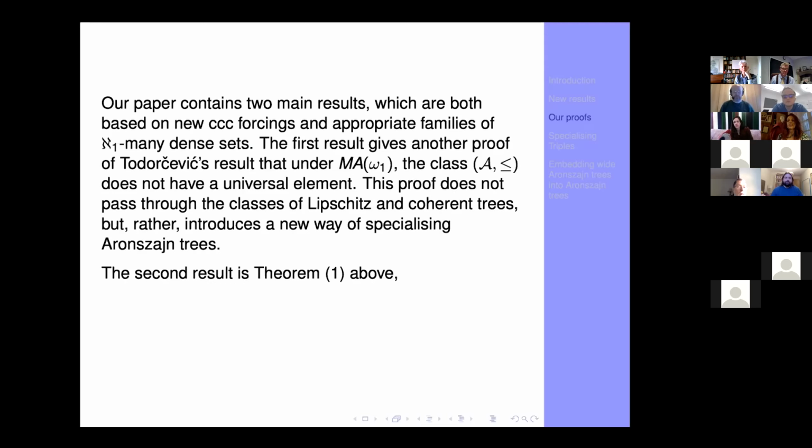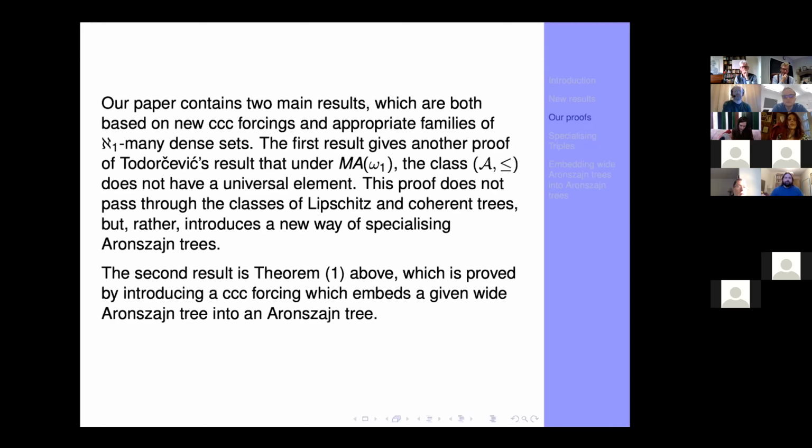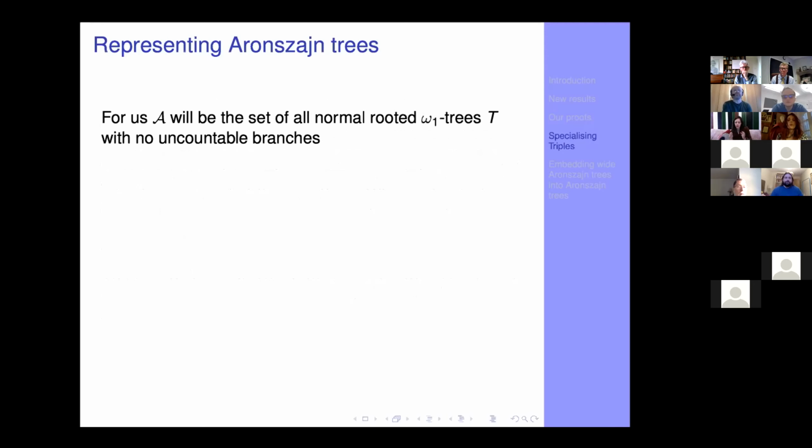And the second result is the theorem that I have just told you, which is the theorem that the class A is cofinal in the class T. So that theorem is proved by introducing a CCC forcing, which embeds a given wide Aronszajn tree into a usual Aronszajn tree. So let me then show you some of these proofs and what were the difficulties.